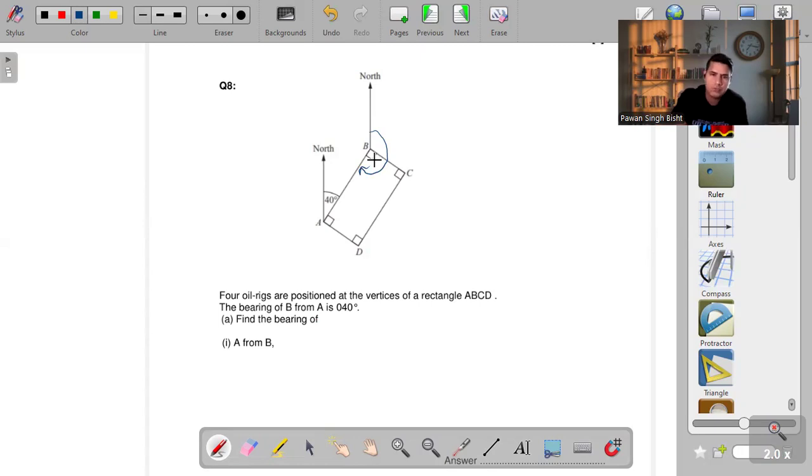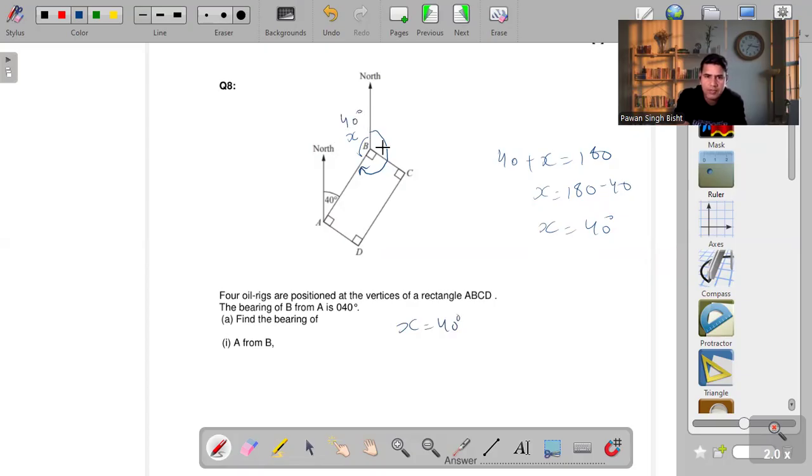Okay, how will you find it? First of all, as you can see that these two lines are parallel. So we find this angle X. 40 plus X equals to 180. Same co-interior angles are supplementary. So X will be 180 minus 40, that is 140 degree. Okay, so X is coming how much? 140. So this angle is 140 degree.